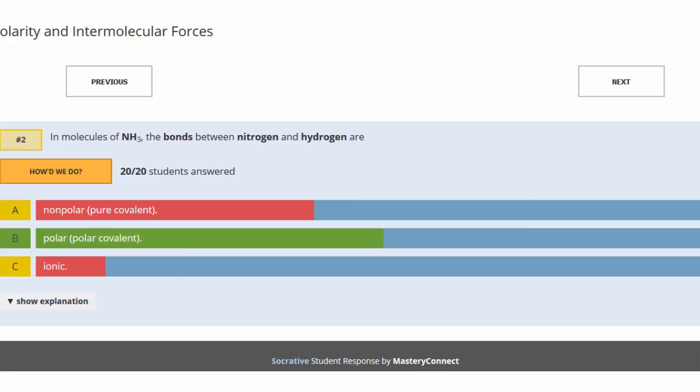They are polar. And they are polar because the electronegativity values are different from each other. That's it. So hydrogen's at 2.1, nitrogen's at 3.0. So in NH3, the bonds are polar.